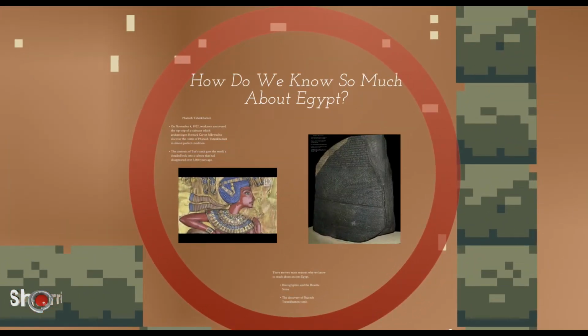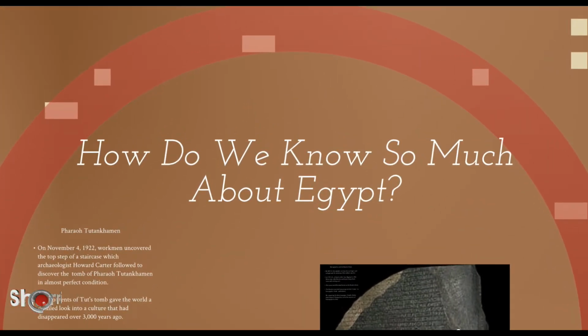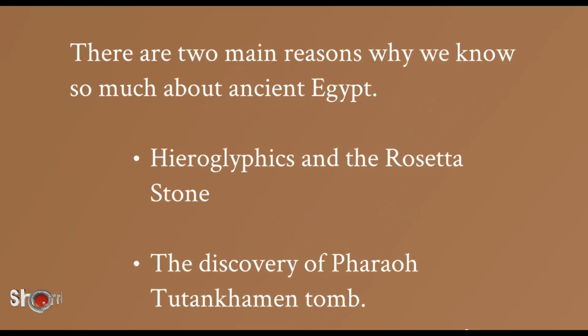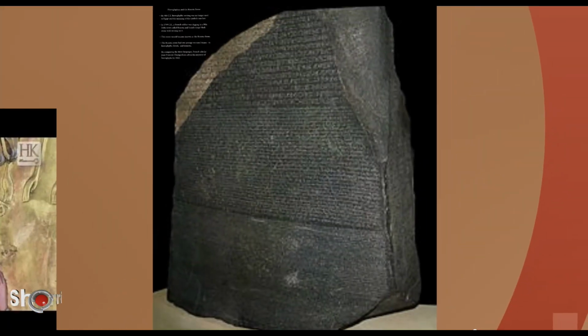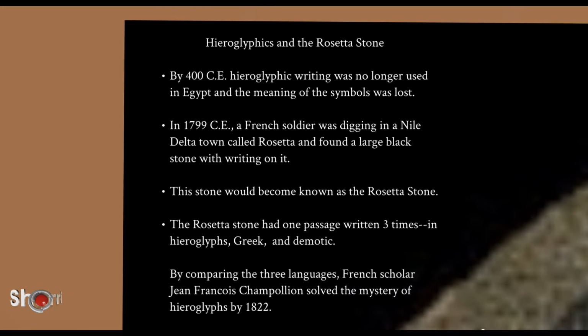How do we know so much about Egypt? There are two main reasons why we know so much about ancient Egypt: hieroglyphics and the Rosetta Stone. The discovery of Pharaoh... I can't say that name. The discovery of King Tut's tomb. How about that? That's the Rosetta Stone. Hieroglyphics and the Rosetta Stone.